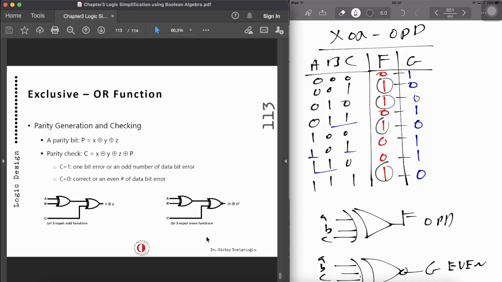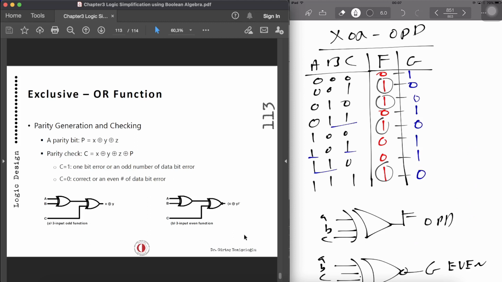So the exclusive OR function is generally used in parity bits. Parity generation, which we have seen in ASCII codes, is X exclusive OR Y exclusive OR Z, and the parity check just uses the inputs and the parity bit to check it. Now, if the check bit is 1, that means a 1 bit error or an odd number of data bit errors. If the parity check is 0, then it is correct or an even number of data bit errors.